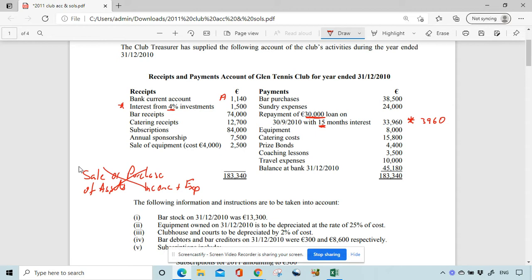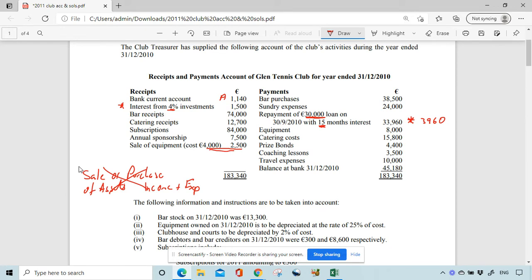So we're going to look at the receipts. We're going to have the bar, okay? We're going to have catering. We work out whether we make a catering loss or profit. In this case, we got 12,700 in. We spent 15,800, so that's going to be an expense because we spent more than we brought in. We're going to have a subscriptions note. We have sponsorship, and we sold equipment, which remember does not go in. However, it looks like we made a loss on that equipment, so that loss will go in.